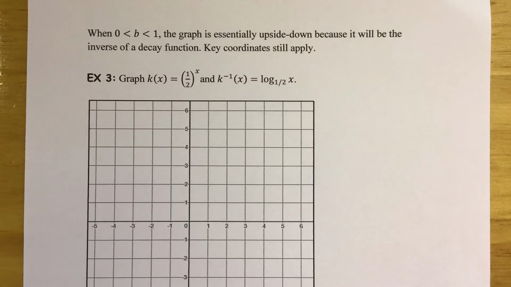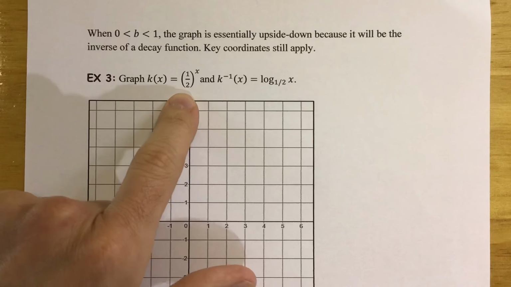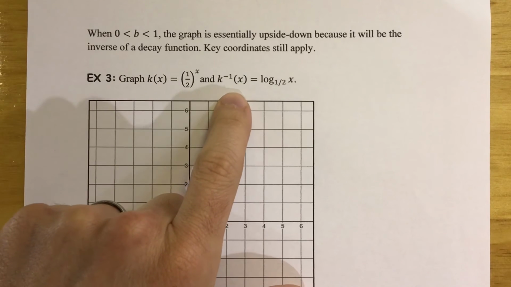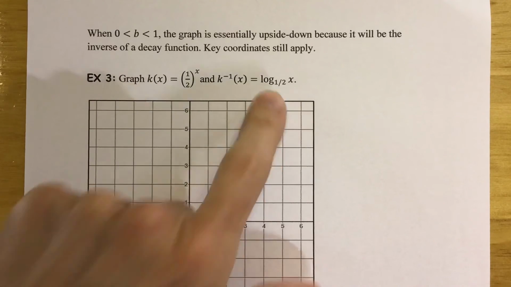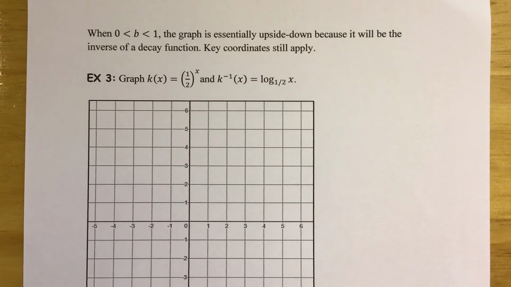All right, so we're going to be making two different graphs here. We're going to be doing the exponential decay graph. We're also going to be doing the inverse to it, which is going to be the logarithm with the 1/2 base. And then that way we can see the reflections side by side and how all this holds true.